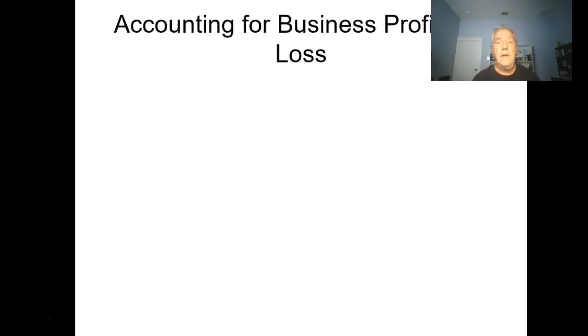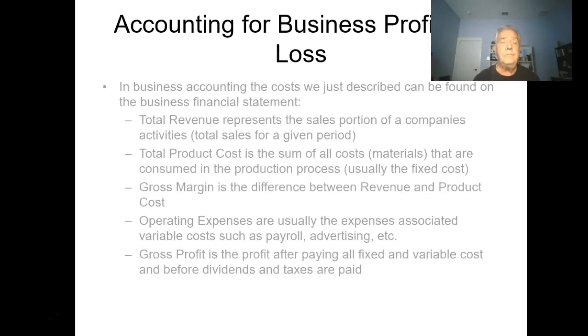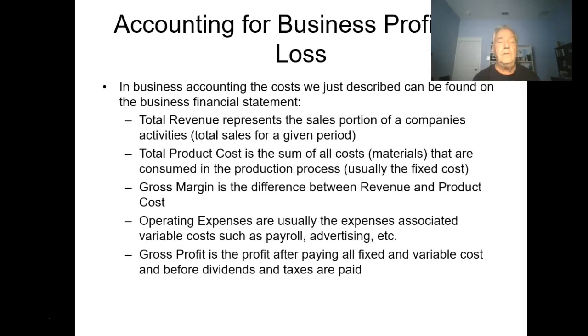All right, so accounting for business profit and loss. Business accountants and accounting look at a financial statement, and that's what they're concerned about. Number one is sales, and sales in businesses are recorded as total revenue. So how much of our product have we sold in this period? The period may be the quarter, the period may be the year, whatever period they are covering.